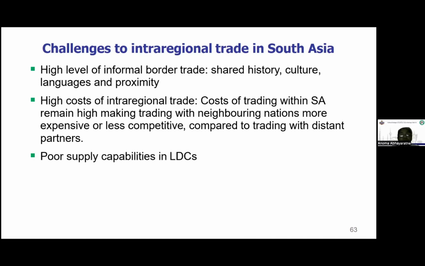High cost of interregional trade. So the cost of trading within South Asia remains high, making trading with neighboring nations more expensive or less competitive compared to trading with distant partners. Poor supply capabilities of less developed countries.